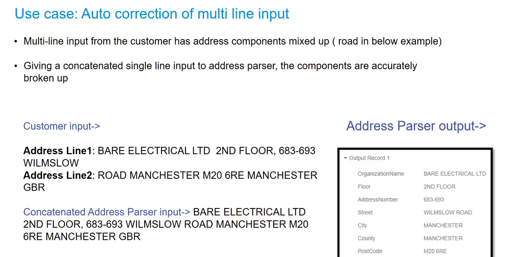Also, there's this use case of auto correction of multi-line input. Multi-line inputs can be easily concatenated into a single line string through the address parser, and we can have a better level of granularity and a more accurate level of parsing. And this is a really good use case. As you can see on this slide, the multi-line address was split into two address lines. It was concatenated into a single line and then parsed through the address parser.